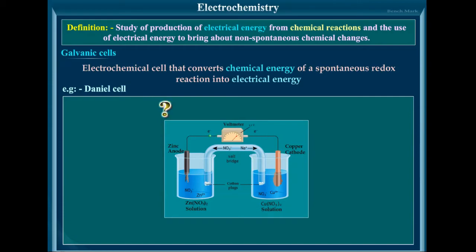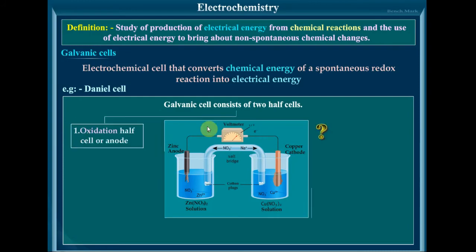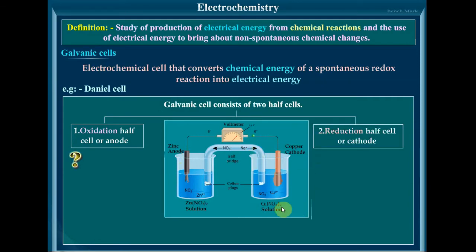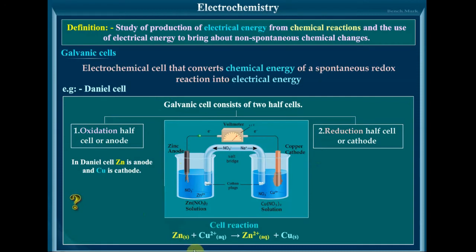So let us go through it once again. The galvanic cell consists of two half cells, the oxidation half cell or the anode, and the reduction half cell or the cathode. In the Daniell cell, zinc is the anode and copper is the cathode. And the reaction, as we had mentioned, here zinc is undergoing oxidation, so zinc gets converted to Zn2+. Cu2+ undergoes reduction. Reduction means gaining of electrons, so Cu2+ gains electrons to form Cu.